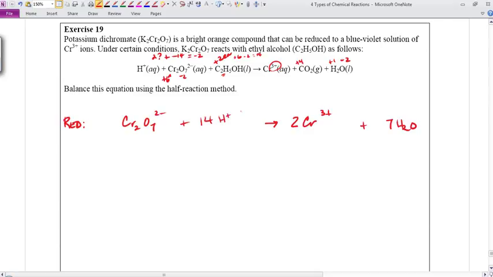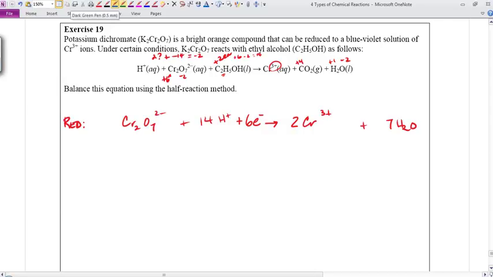H+ is over here. Now, what's the total charge on the left? 14 pluses and a -2 is a +12. And on the right, I have a +6. So I got to reduce that +12 down to +6 by adding 6 electrons. I'm just following the rules in order, not getting creative.